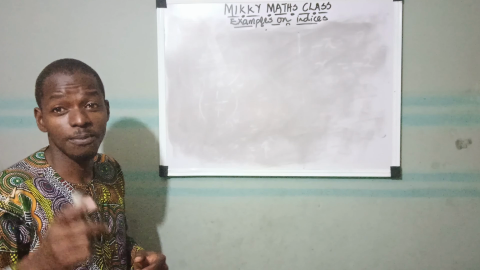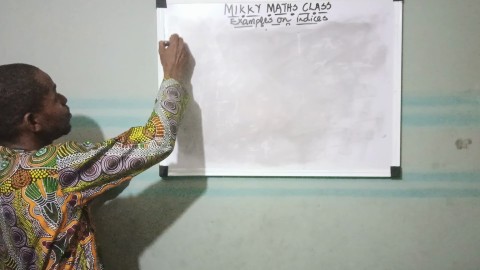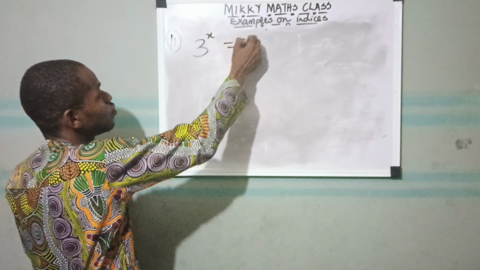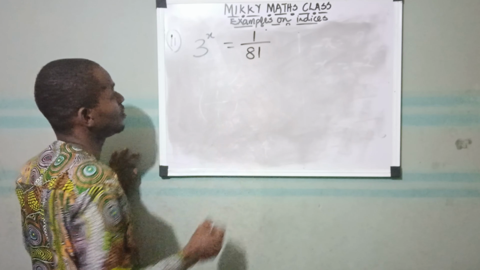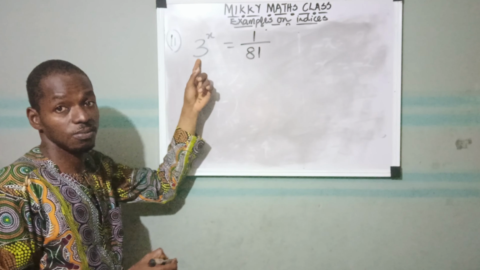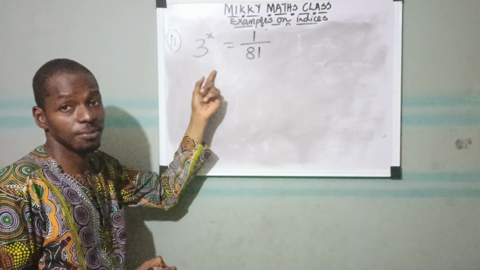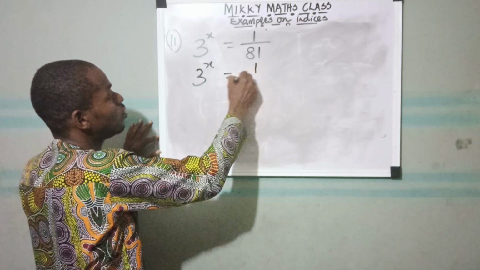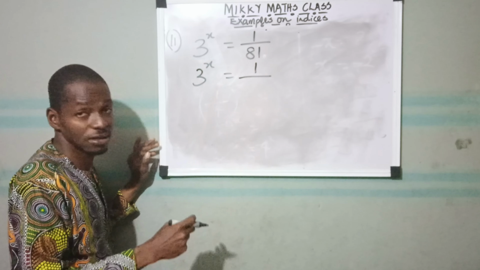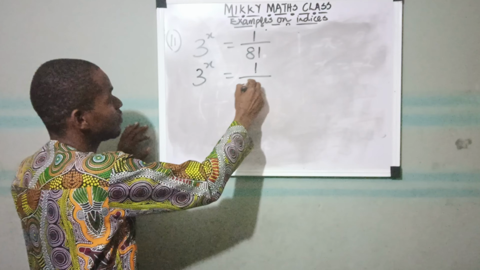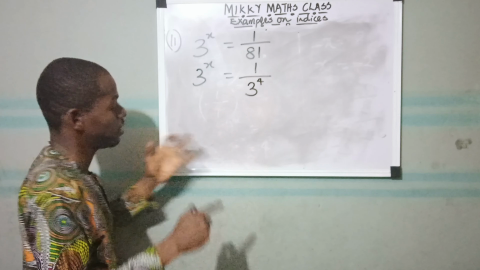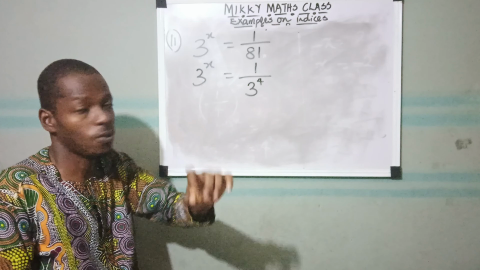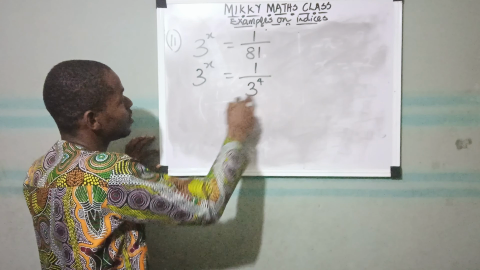Alright, let's take example 11. Example 11, we can have 3 raised to the power of x equals 1 over 81. Now this one is already in the simplest form, or in the base form. 3 raised to the power x is equal to 1 over, let's split this 81. 81 can be expressed as 3 raised to the power of 4. 3 times 3, 9. 9 times 3, 27. 27 times 3, 81.